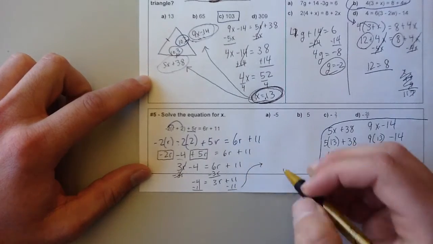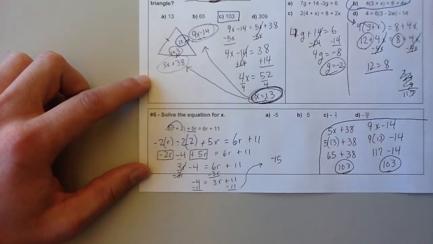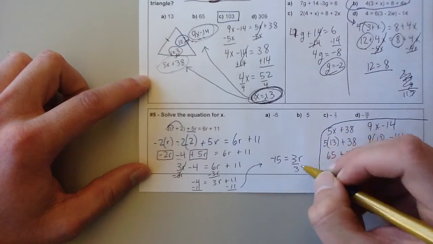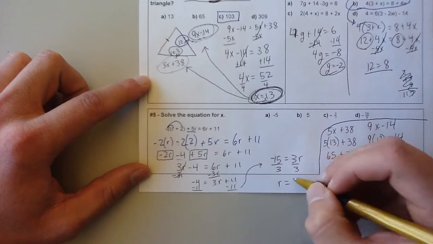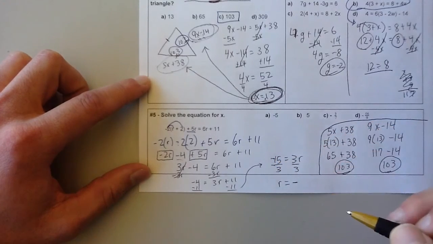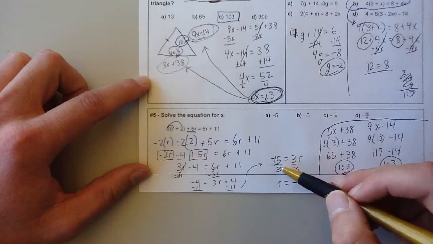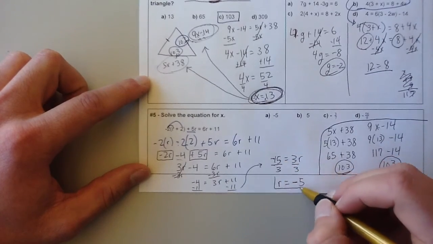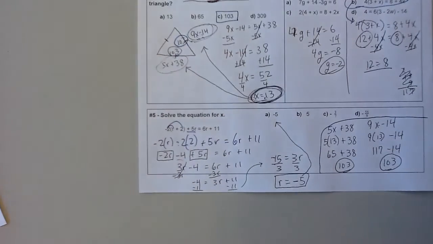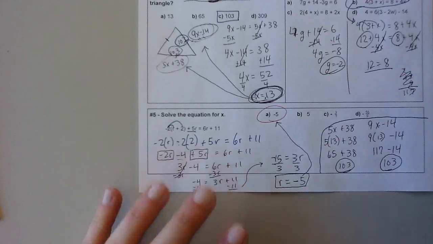So I'll continue over here. I get negative 15 on the left side equal to 3r. I divide by the coefficient. To get r equals, I have a negative divided by a positive, so that's going to give me a negative quotient. 15 divided by 3 is 5. Okay, so r is equal to negative 5, which is letter A. So letter A is what I circle.